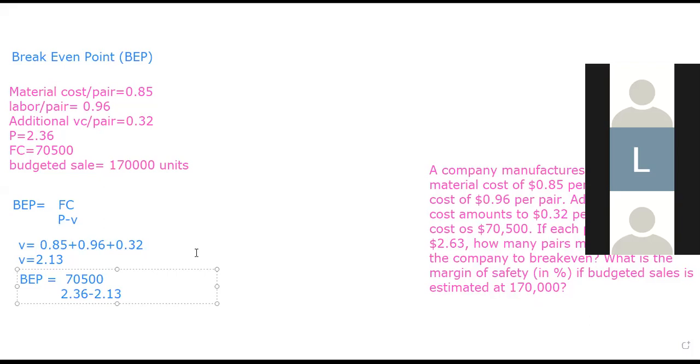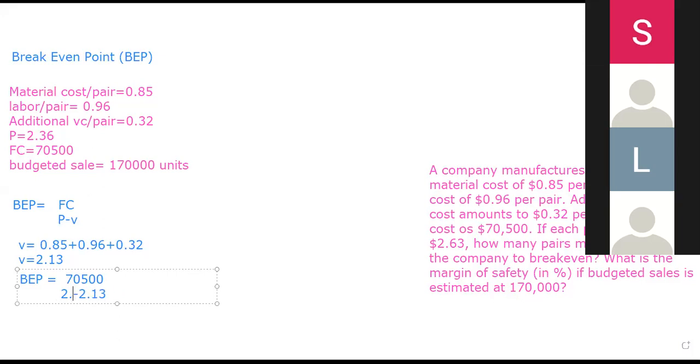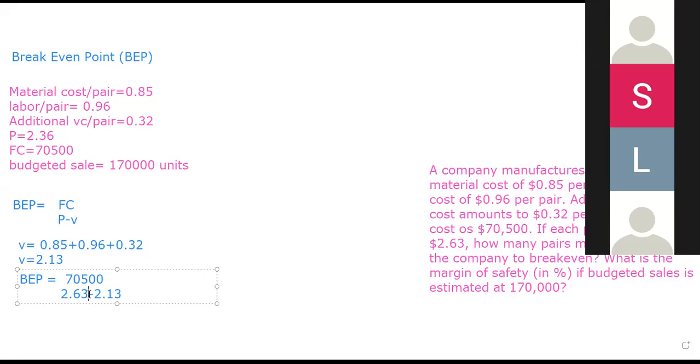2.13. Okay, Salom, your hand is up. Sir, please, the price from the question was 2.63, but you've made it 2.36. Oh, sorry. Error of transposition. I've transposed the figures. Please make it 2.63. Yes. Thank you very much for drawing my attention.